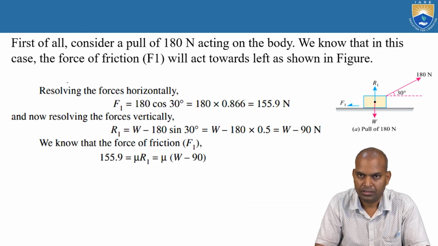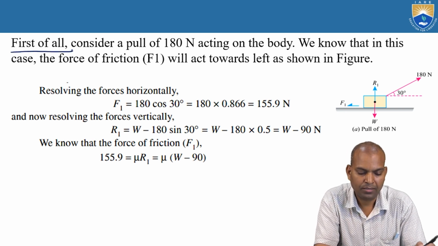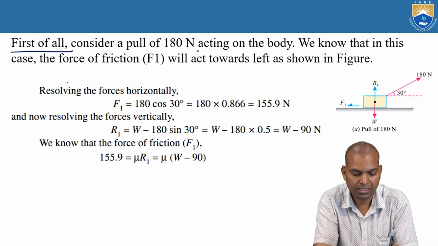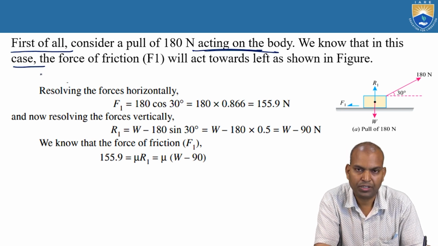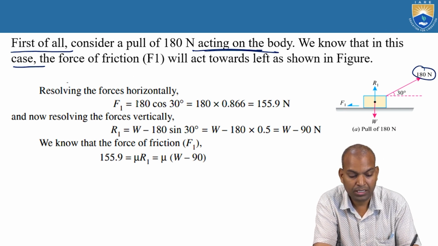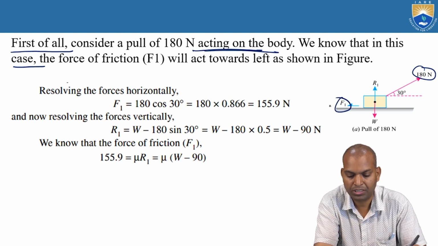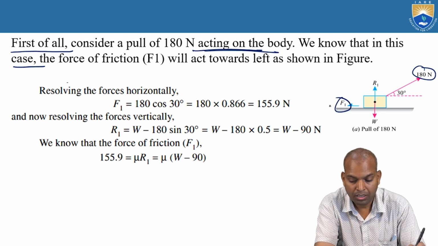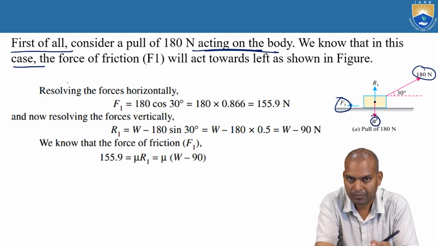Case 1. First of all, consider a pull of 180 newtons acting on the body. In this case, the force of friction F1 will act towards the left. This is the force of friction F1. Now for this case, we have to calculate W, from those 2 cases.